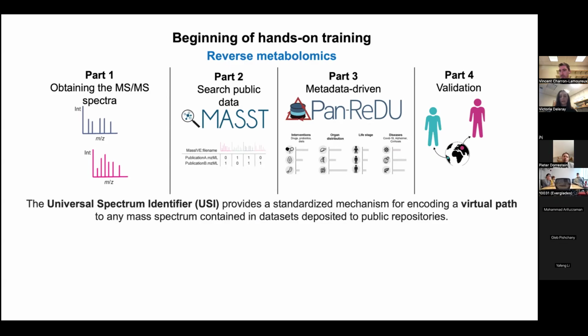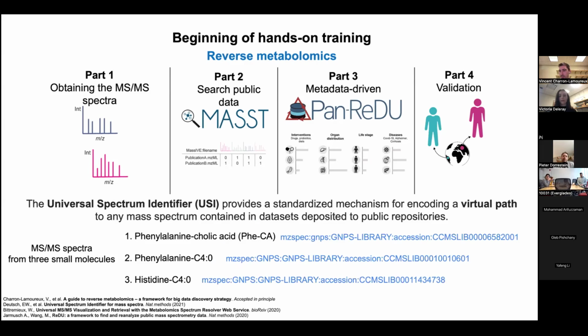One of the key things that brings the GNPS framework together is called a USI, a Universal Spectrum Identifier, which is basically a URL for each individual mass spectrum. And these, again, are the three small molecules that we'll be using today and the USIs for each of them.